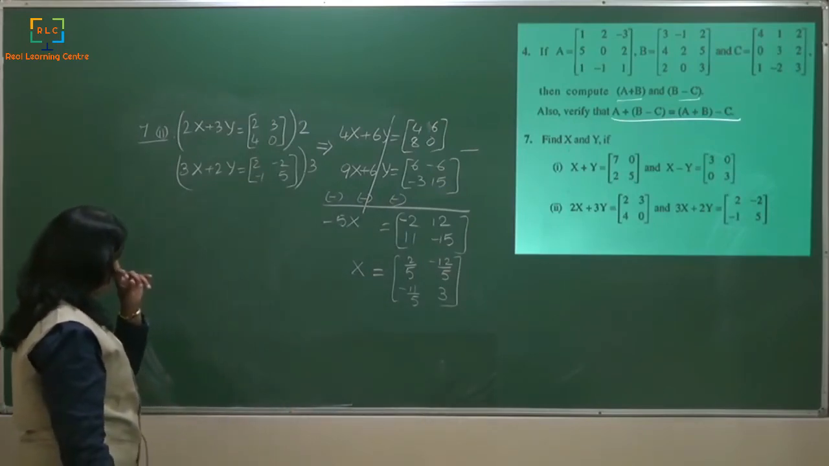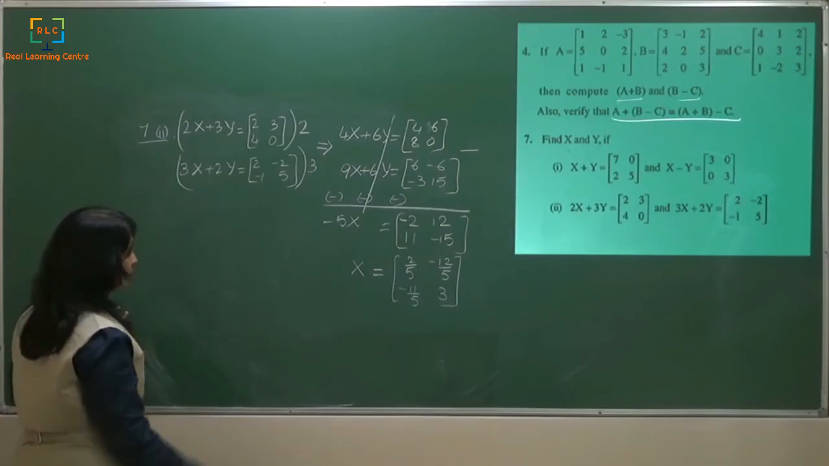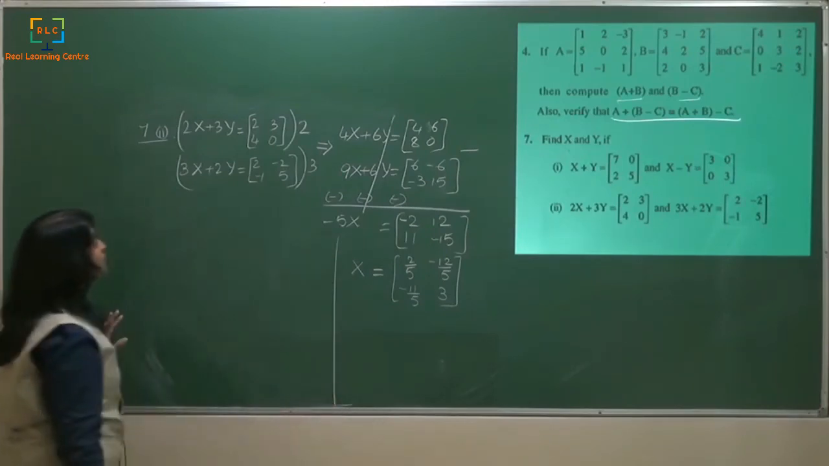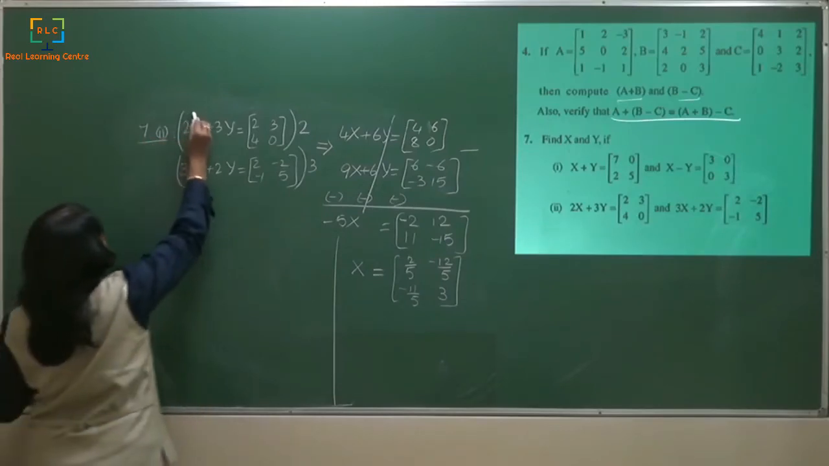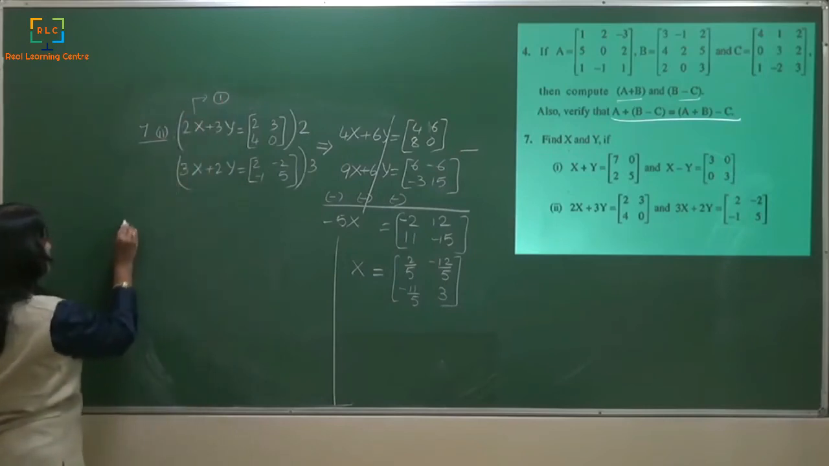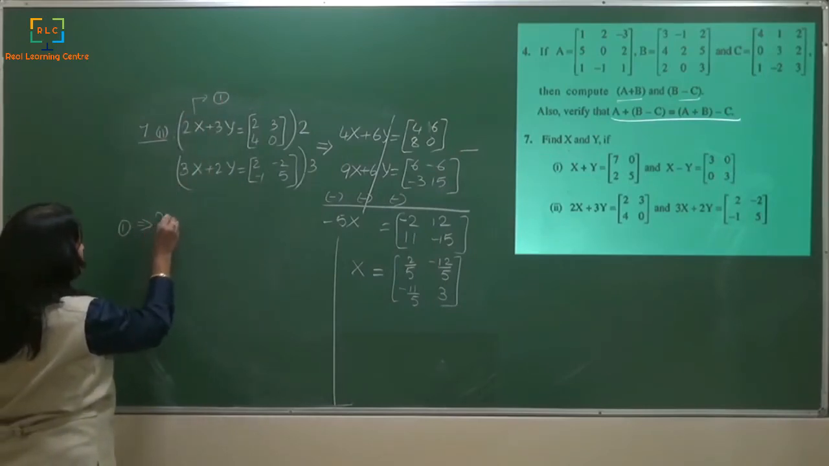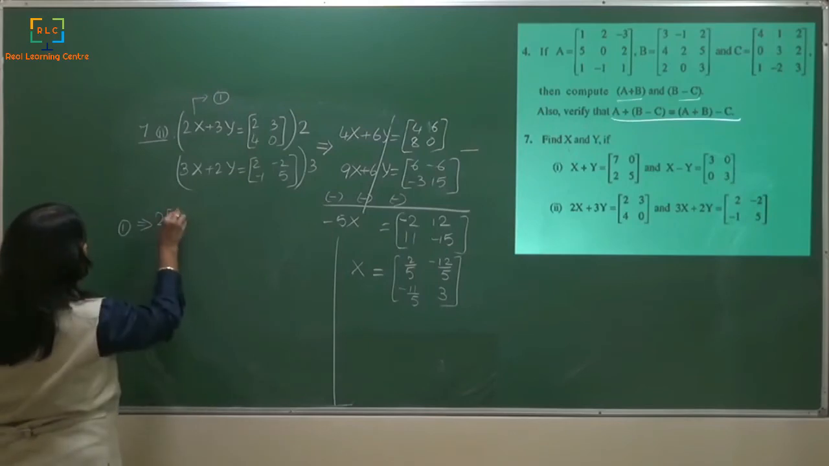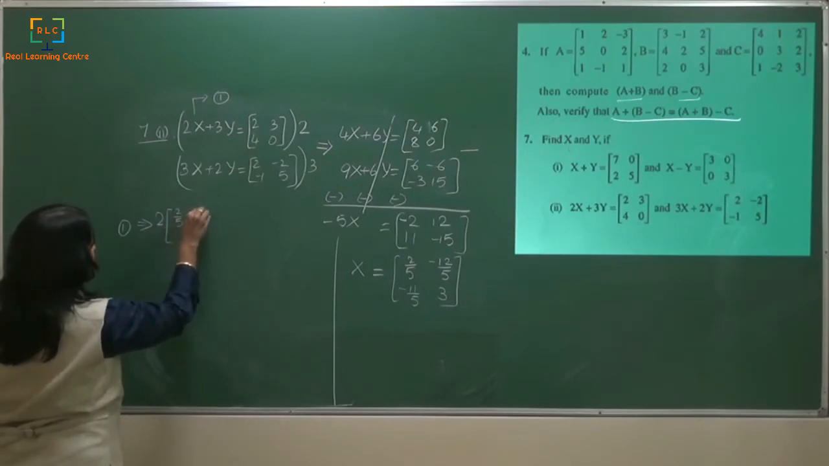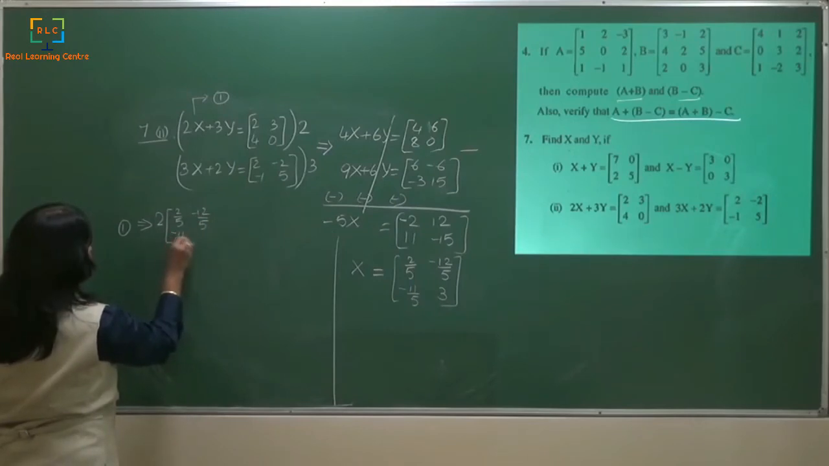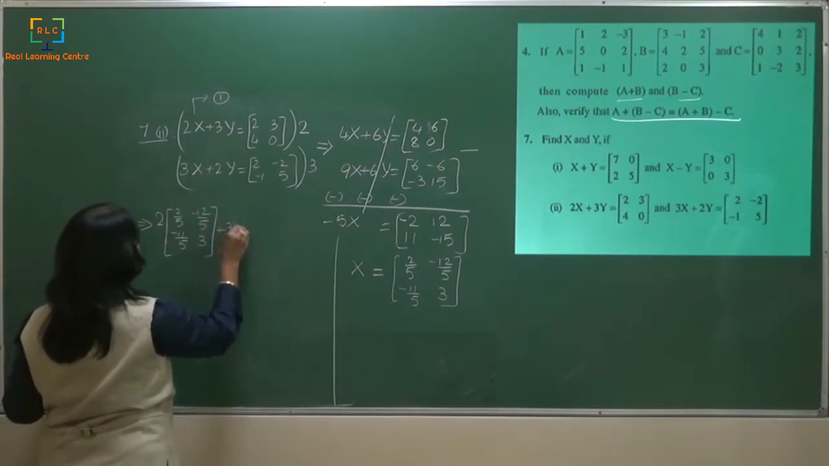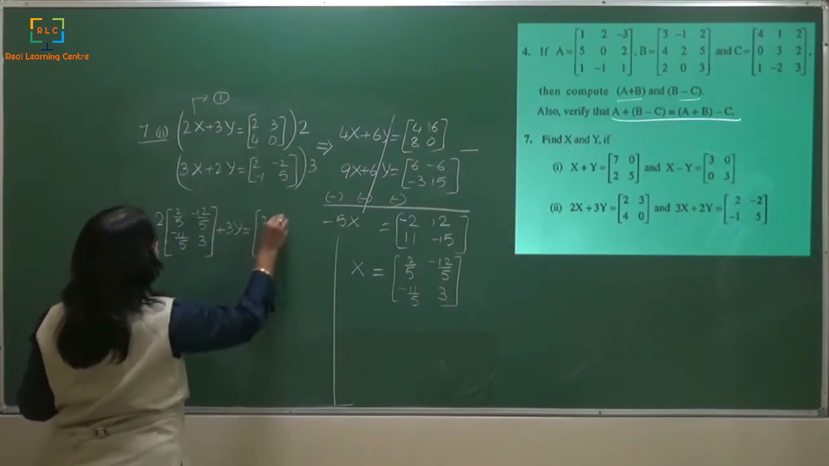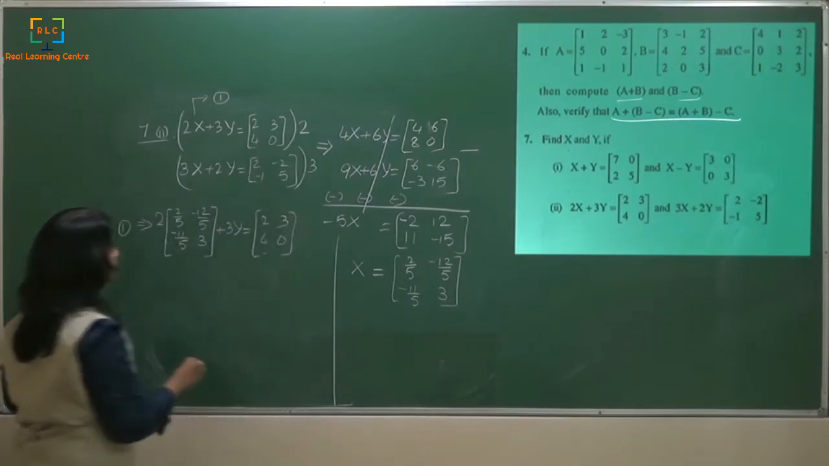After getting my x matrix, next I shall do it for y. I shall plug this into one of the simple equations which I have. I shall take the first equation and let me call this my equation number 1. So equation number 1 implies 2 times x. What is your x matrix? I have got here 2 by 5, minus 12 by 5, minus 11 by 5 and 3. Okay, 2 times x plus 3 times y is equal to the matrix 2 3 4 0. I have got it like this.